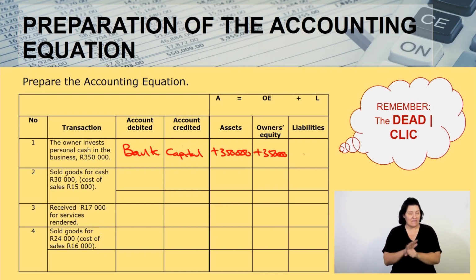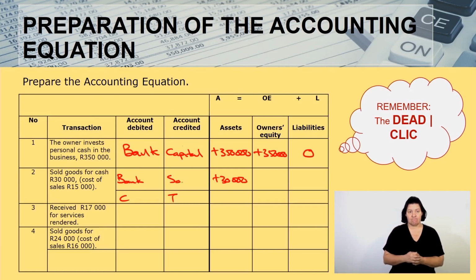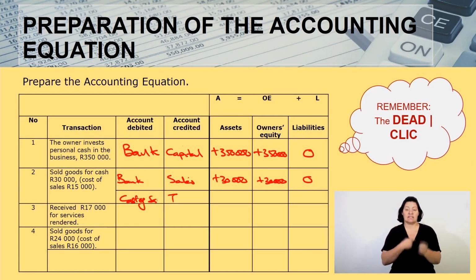Does it affect our liabilities? No. So you need to put a 0 under liabilities to show that there is no effect. Let's come here and see this one. Sold goods for cash. Remember? Biscuit. All right? Biscuit. Bank. How much are we dealing with here? 30,000. Okay? Sales affects owner's equity plus 30,000. Liabilities, no effect.